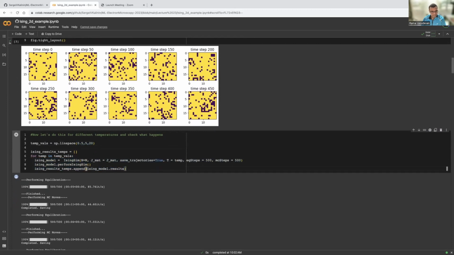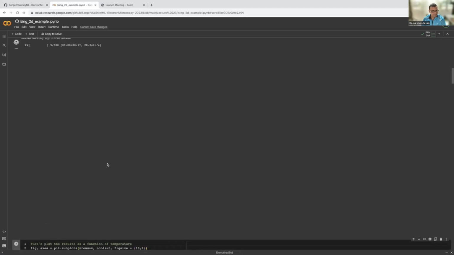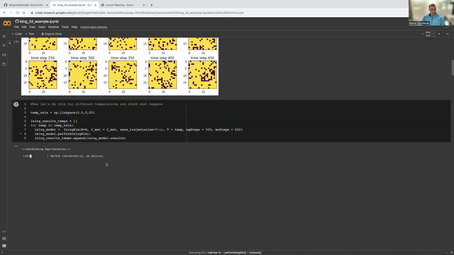It's really easy to save the results by just appending to this particular list, stating that I want to save Ising model.results, right? That's it. It's really straightforward. So let's perform this and see how long it takes. It might take maybe 5 minutes to do all of this. So I'll just let you all play with that.